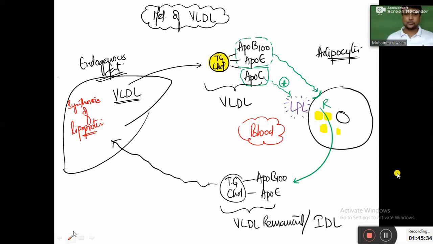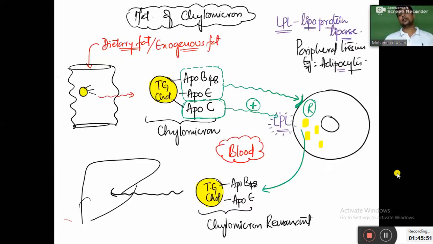The second story about the endogenous fat: start from the liver, go to the peripheral tissue, come back to the liver. That is the story of endogenous fat. Endogenous, inside the body. Whereas exogenous fat starts from outside, the intestine, goes to tissues, and returns back to the liver. So everything finally comes to the liver only.